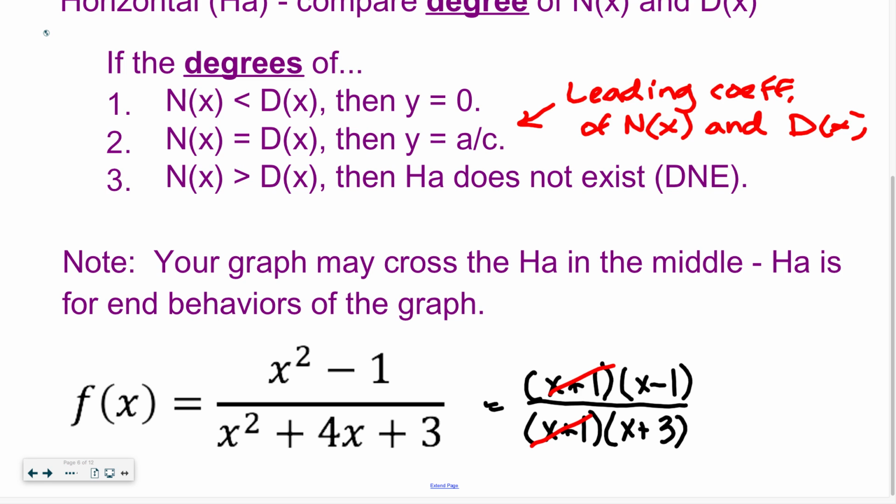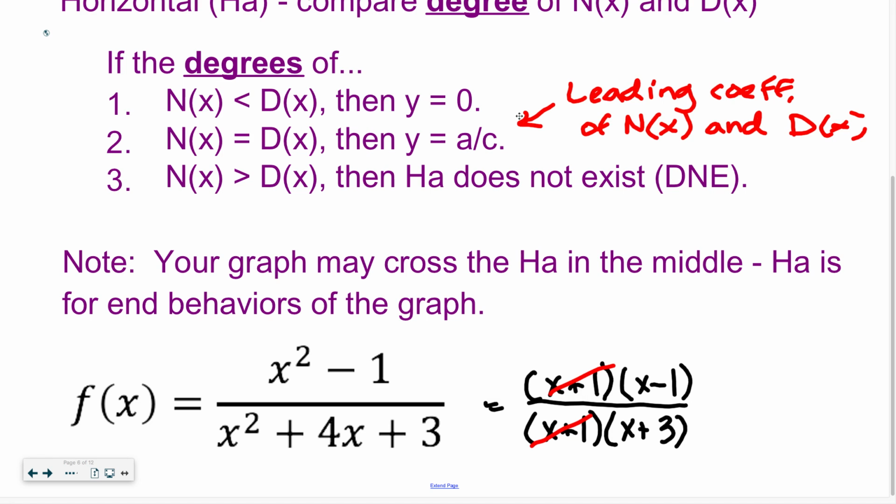Side note, this is kind of a weird thing that will happen with some rational graphs. Your graph can cross your horizontal asymptote, which for some of us is a violation of the definition of an asymptote. It's supposed to be a line that we get really, really close to but never actually touch. However, you can cross it in the middle of the graph because horizontal asymptotes are really for end behaviors. So as long as on the far left and on the far right of your graph, you're getting close to that horizontal asymptote, you can cross it in the middle.